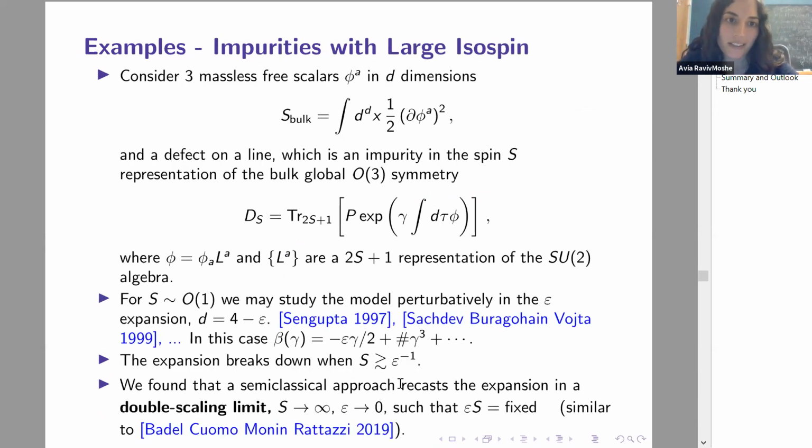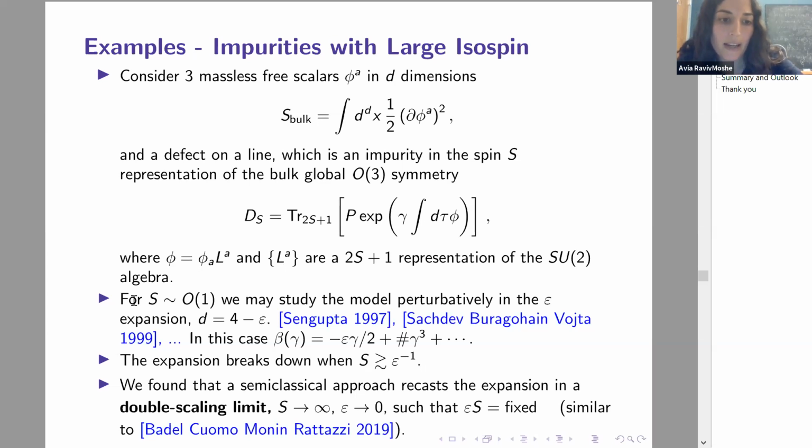Okay, so the third example that I will show is perhaps the most interesting one. So now we take 3 scalar fields, so phi A runs from 1 to 3, and we take the bulk theory to be just a free theory. And we add a line defect to it, which is just an impurity in the spin S representation of the bulk global O3 symmetry. So we add this line operator, where gamma is the coupling and phi is phi A LA, where LA are the 3 matrices that are in the 2S plus 1 representation of the global SU2 algebra.